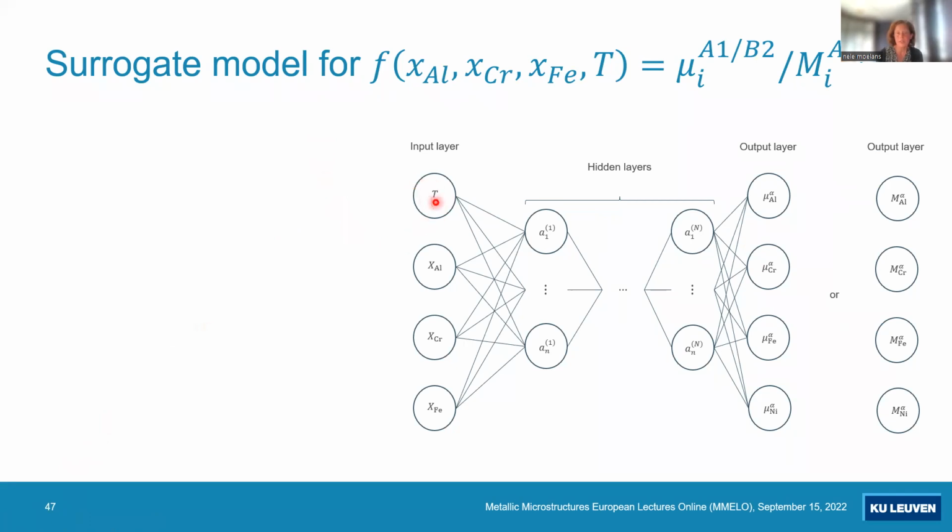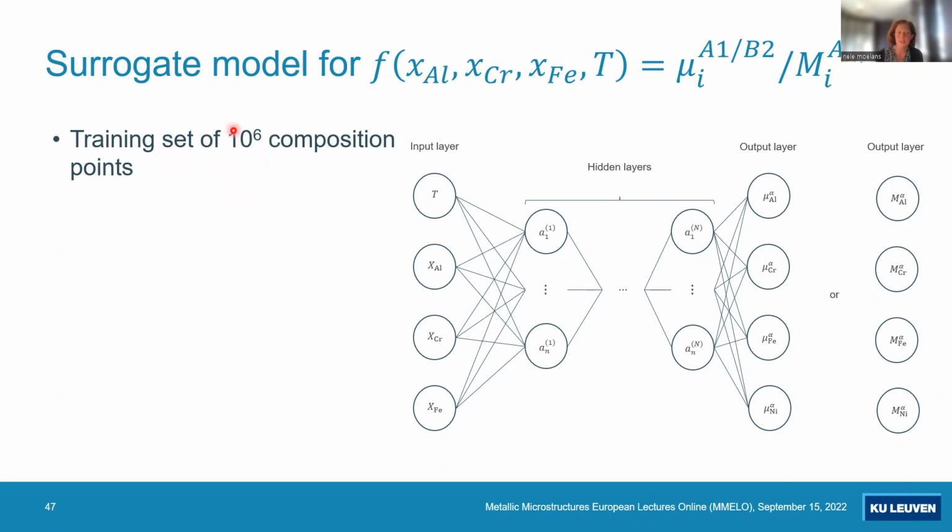So as input layers, he takes now temperature and then the mole fractions of aluminium, chromium, and iron. And as output layers, he has on the one hand, the chemical potentials of the 4 elements, and on the other hand, the atomic mobilities of the 4 elements, because if we don't have the parameters, we cannot compute them ourselves. And then in the middle, again, you have a number of hidden layers and a number of nodes. Again, he tried different settings of the network, and we'll evaluate then which works the best.